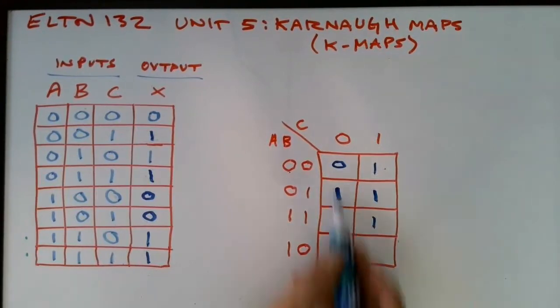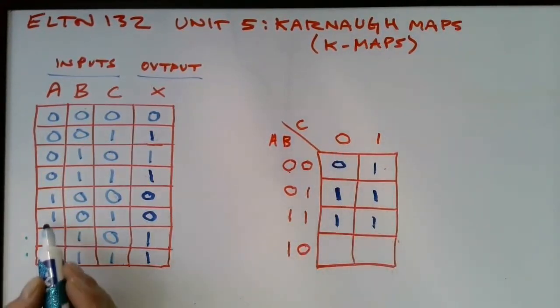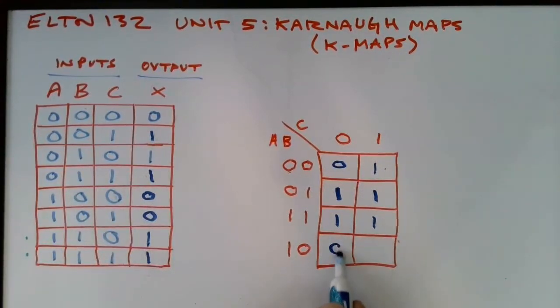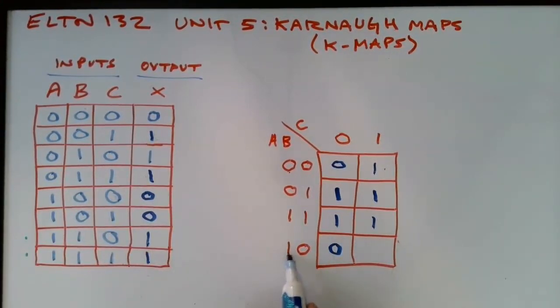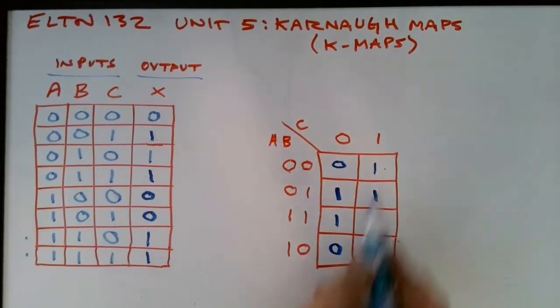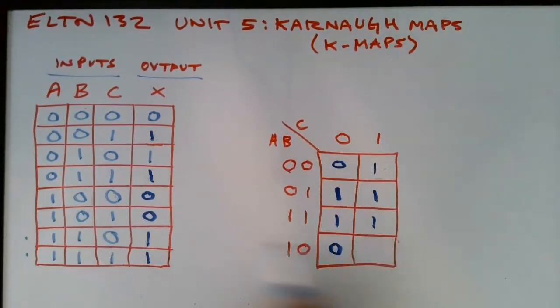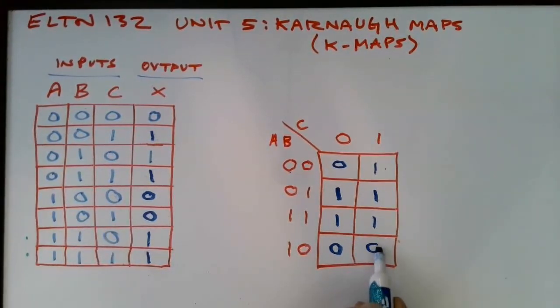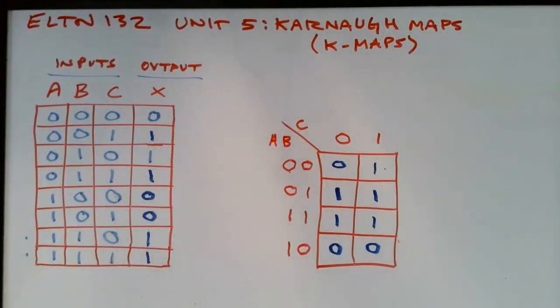Then we have 1, 0, 0, which is shown right here. That's a 0. And finally, A is 1, B is 0, C is 1. That'd be 1, 0, 1, A, B, and C, and that's a 0. So that's kind of the first step, is filling in the cells for the Kmap.